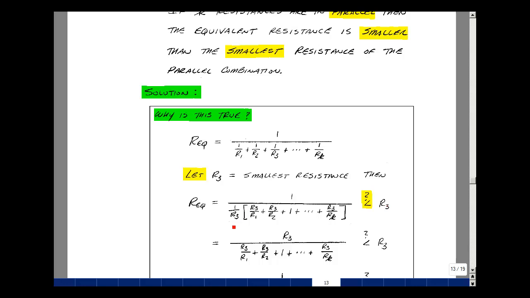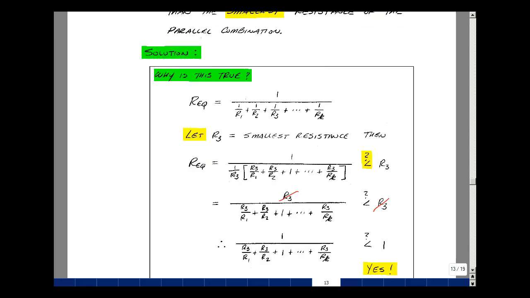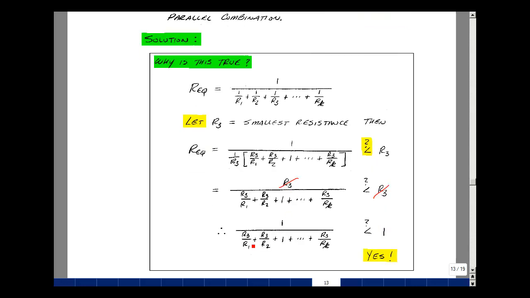Let's bring this R3 up into the numerator, and then let's divide both sides by R3. It'll leave me with a 1 in the numerator, and then R3 over R1, R3 over R2, 1, all the way through R3 over R sub K. Now, is that less than 1? Well, yeah, I have 1 divided by 1 plus something, so that's got to be less than 1.